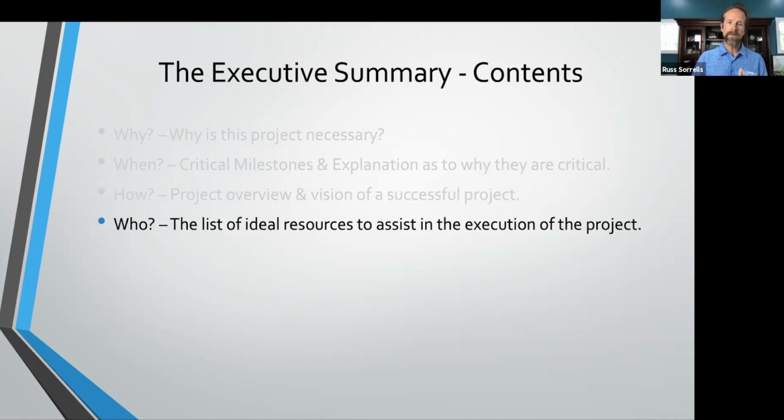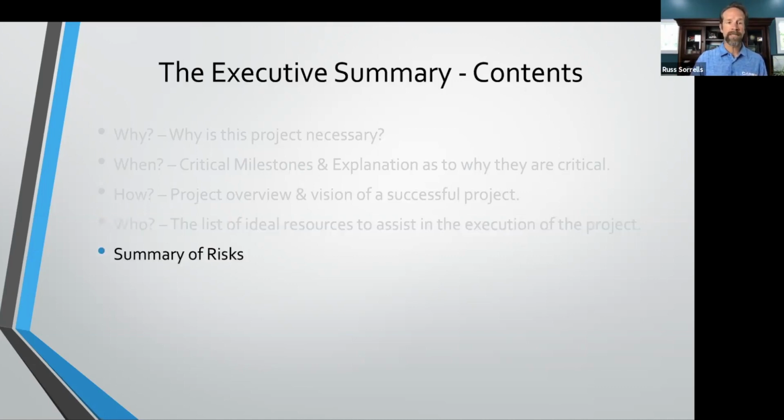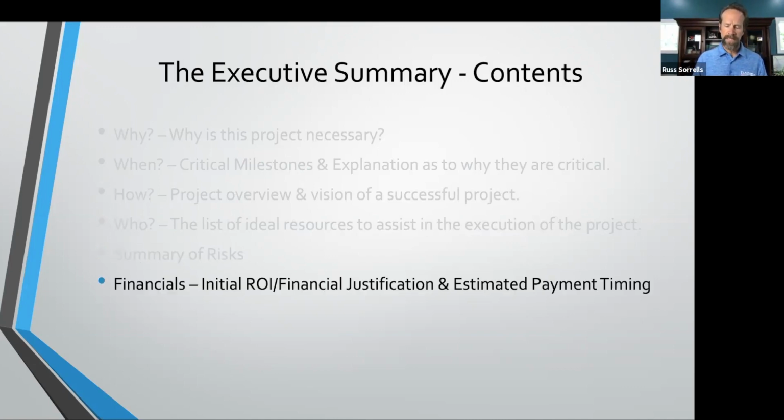Who? So the ideal resources to assist in the project. Who are the ideal resources to help you execute this project? It's important to include that in the executive summary. We're going to have a summary of risks. Very, very important. It's critical that we have a summary of the risks that everyone needs to be aware of and keep front and center during this project. The financials, what is the initial ROI, the financial justification, and the estimated payment timing. So your CFO or the accounting folks really want to know when they're going to have to shell out the funds to pay for this capital project.